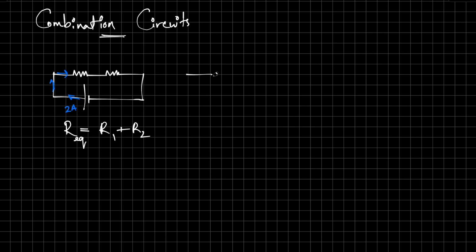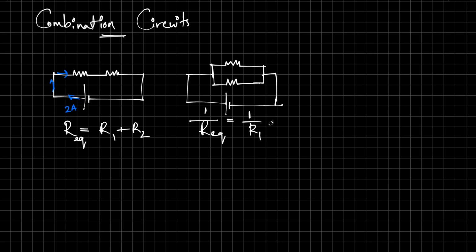Now let's take a parallel circuit. Two resistors connected in parallel across the battery. The equation for equivalent resistance in this case is the inverse of Req. That is 1 over Req equals 1 over R1 plus 1 over R2. We have only two resistors, so 1 over R1 plus 1 over R2. This is R1 and this is R2.